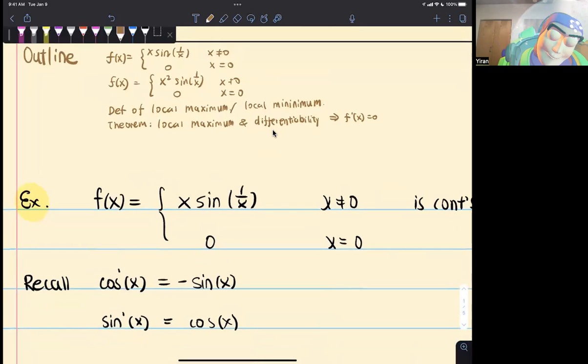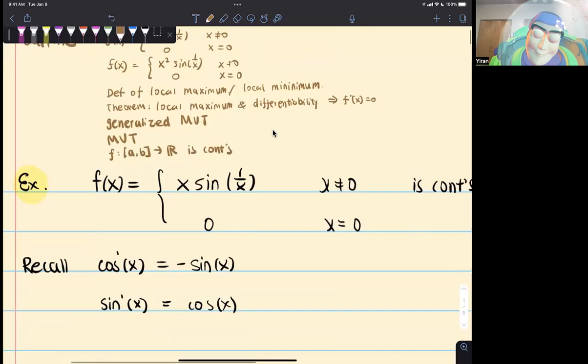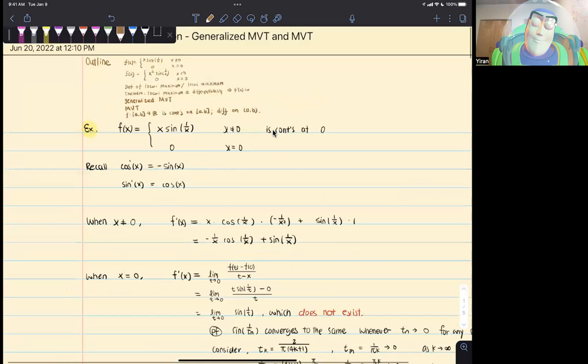And then next we prove the generalized mean value theorem, and then the mean value theorem. And then we talk about f from AB to R being continuous on the closed interval AB, which is very important, and differentiable on the open interval. Okay, and I think that's it.